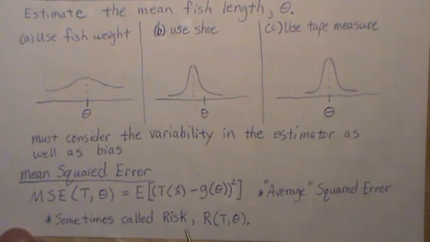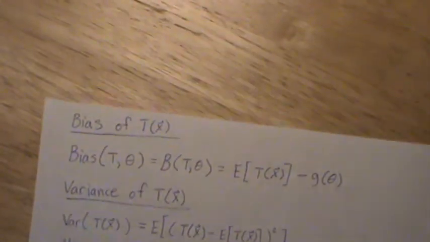Now, sometimes it's called risk, and when we jump into what's called decision theoretic estimates, we'll call it risk instead of the mean squared error. But really, it's 100% the same.